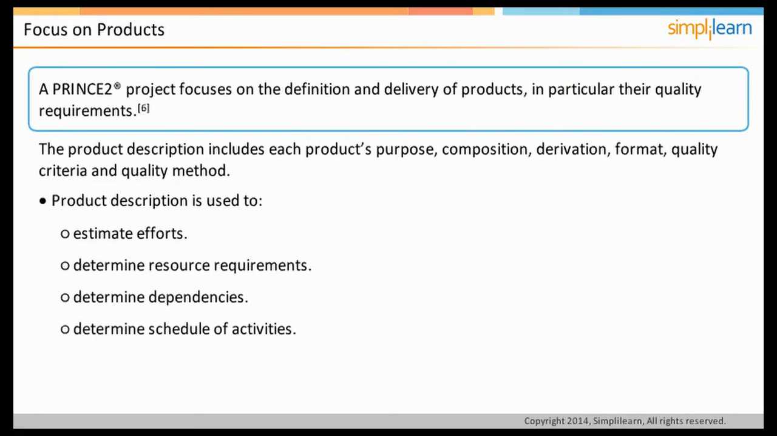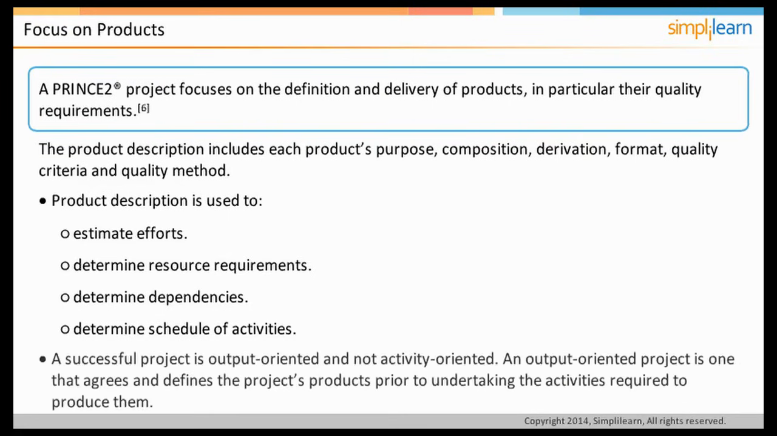Without a product focus, projects are exposed to several major risks such as acceptance disputes, uncontrolled change or scope creep, user dissatisfaction, and underestimation of acceptance activities. According to PRINCE2, a successful project is output-oriented, not activity-oriented. Output-oriented project means the project agrees upon and defines the project's product prior to undertaking the activities required to produce them.